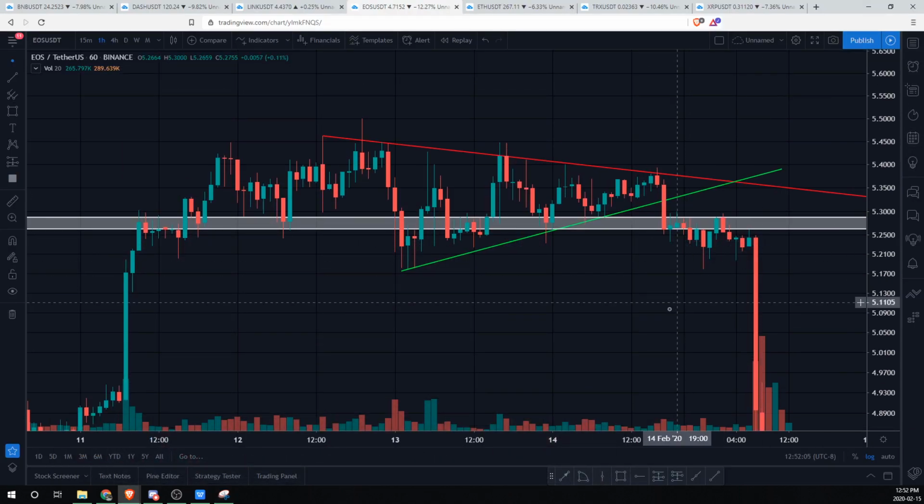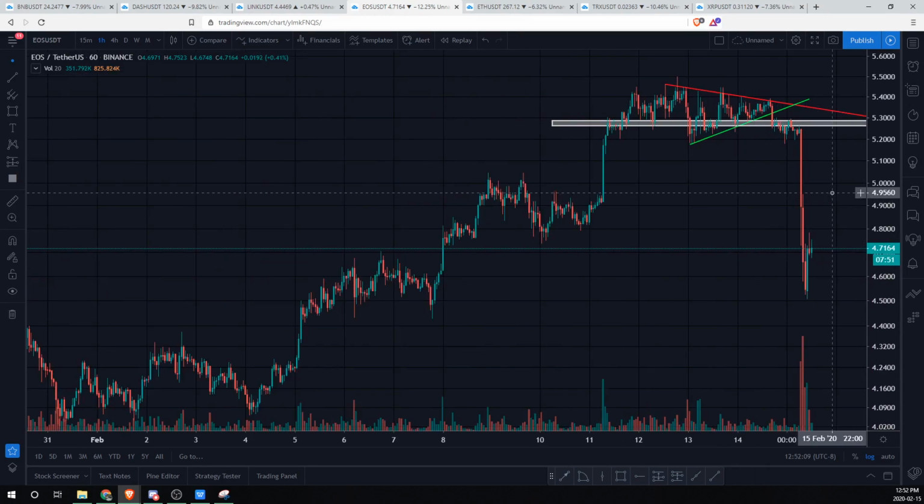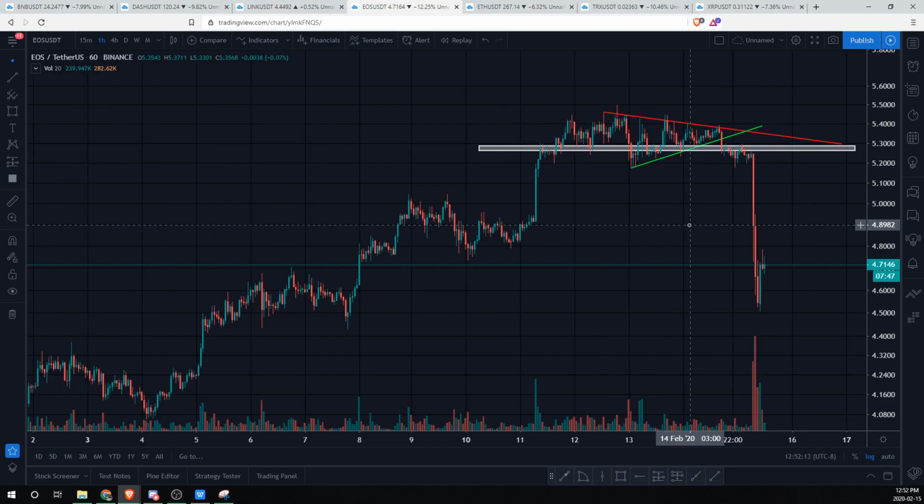So that is the overall outlook for EOS. I just wanted to give a good illustration of how we would have played it. And really, that is the best form of education, is really breaking down entries, and you have a systematic approach to entering and exiting, looking to take profits, where to set stop losses.